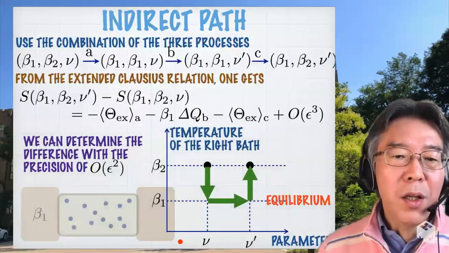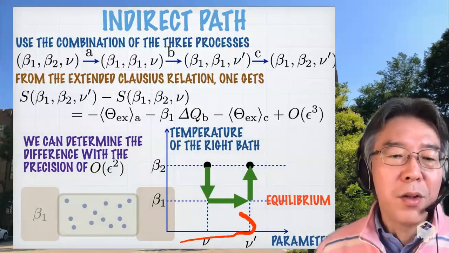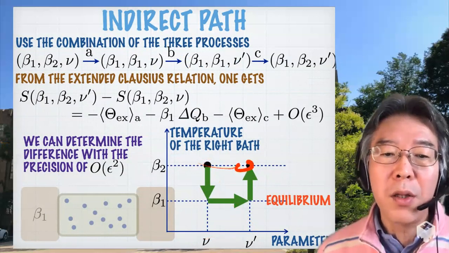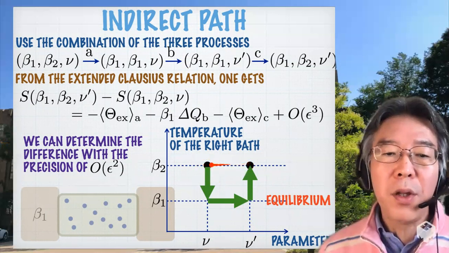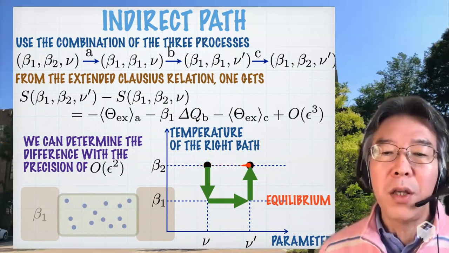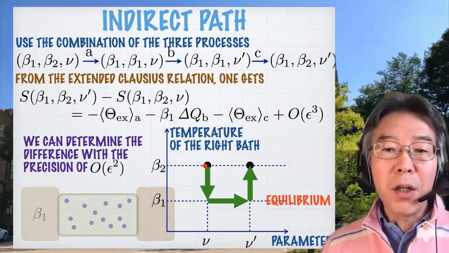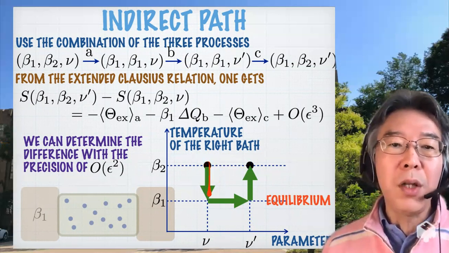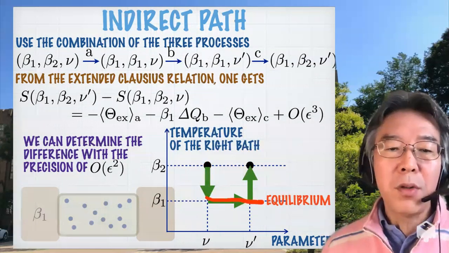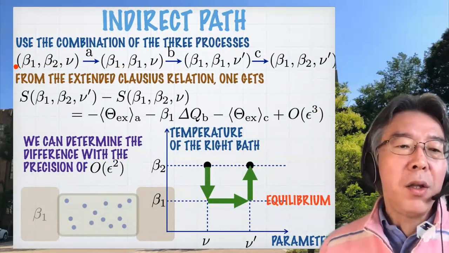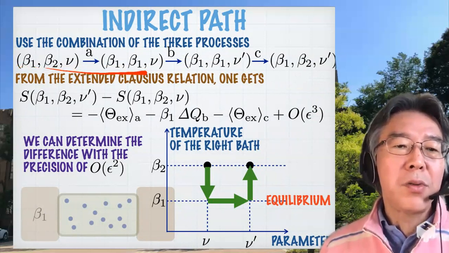But we can think about doing something else. So we want to compare this point and this point. And we first thought about going here and to here directly. But instead, you can take an indirect path. You start from here and go here first, and from here to here, and from here to here. So this is here. And then you can use, first of all, our extended Clausius relation here.